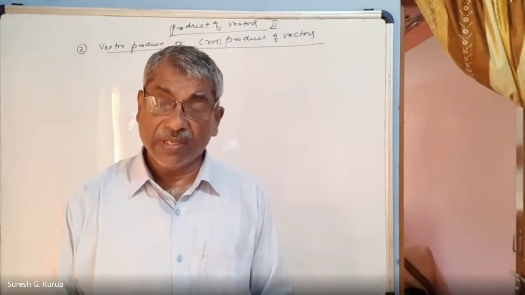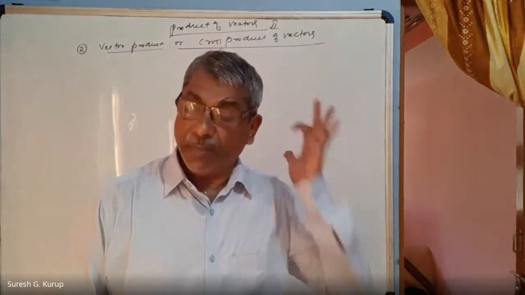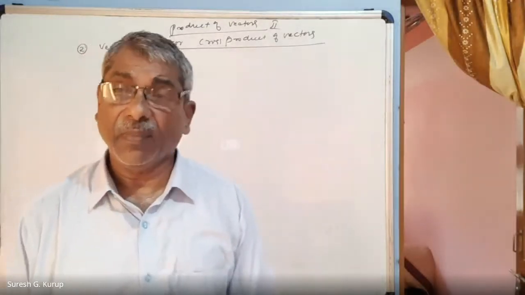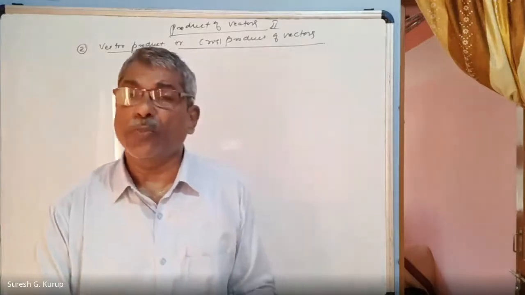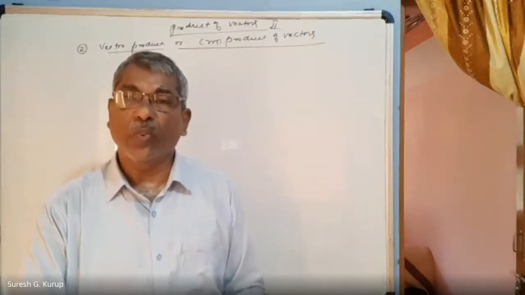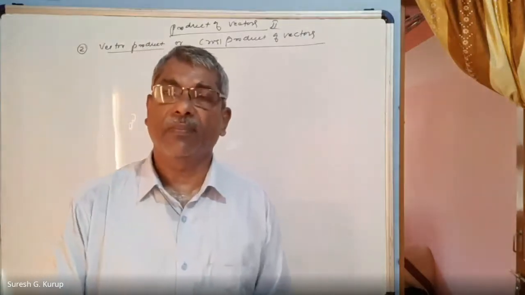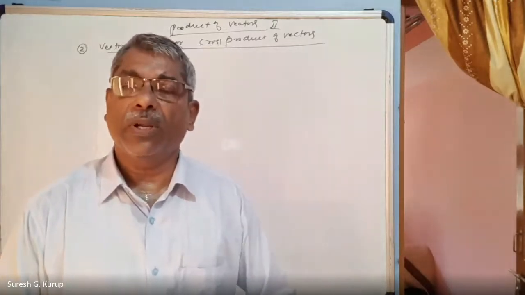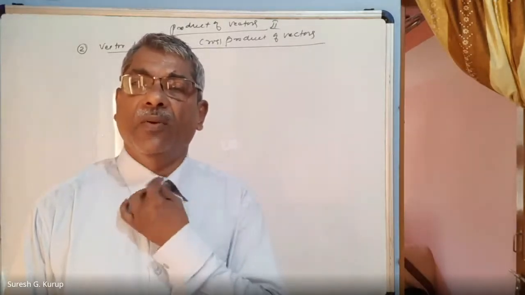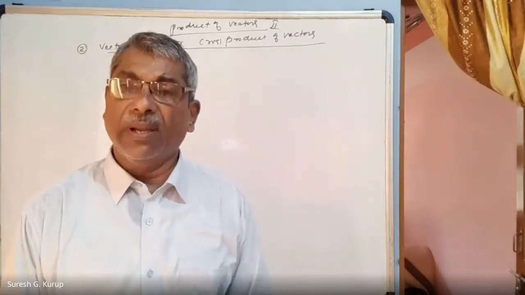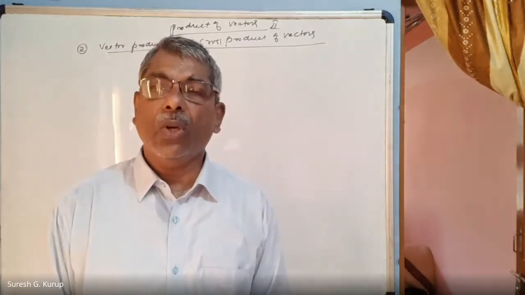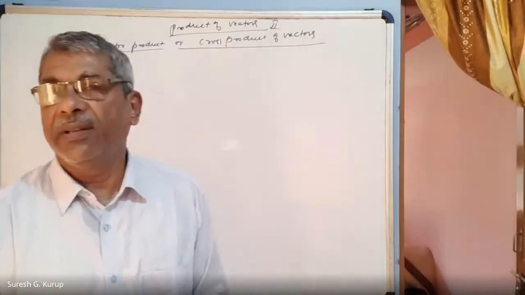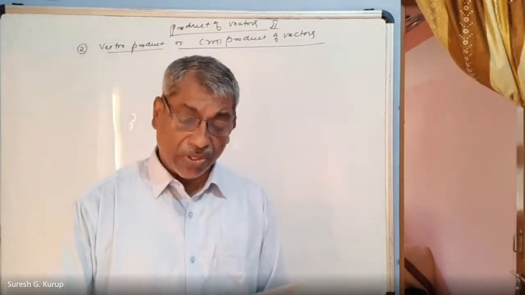Today we are going to discuss the second part of vector products, a product of two vectors. That is cross product. Cross product is also called vector product. It is called vector product because when two vectors are multiplied, the product obtained is also a vector quantity.